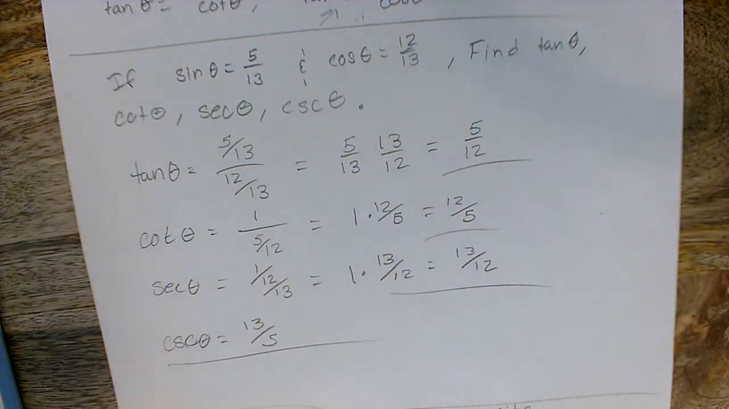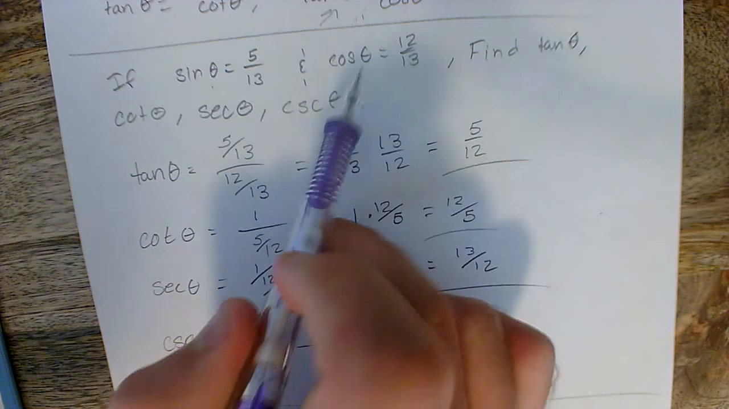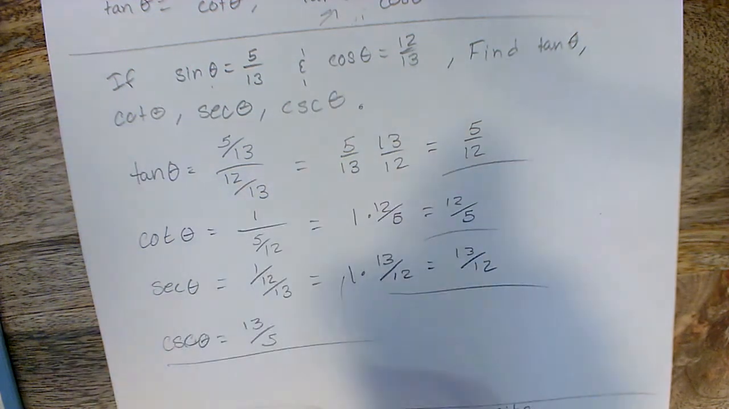Okay, so that's how we can use those reciprocal relationships to find the rest of them if you're given 2 values.